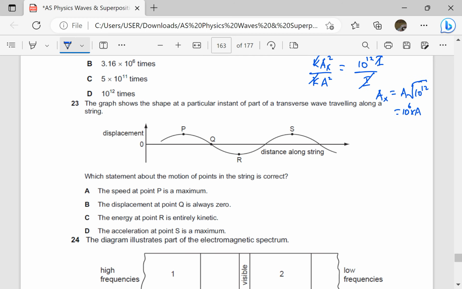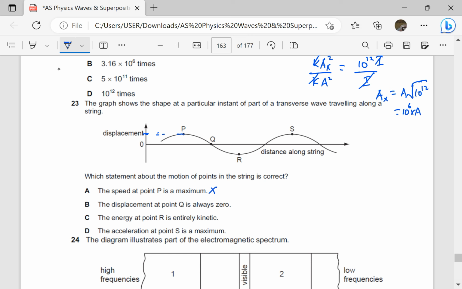The graph shows the shape at a particular instant of a particular part of a transverse wave traveling along a string. Which statement about the motion of the points in the string is correct? The speed at point P is the maximum. At maximum displacement, the speed is zero. So that is not true. The displacement at point Q is always zero.